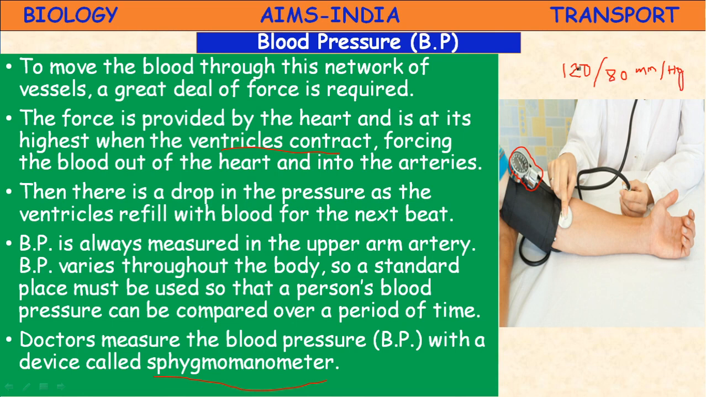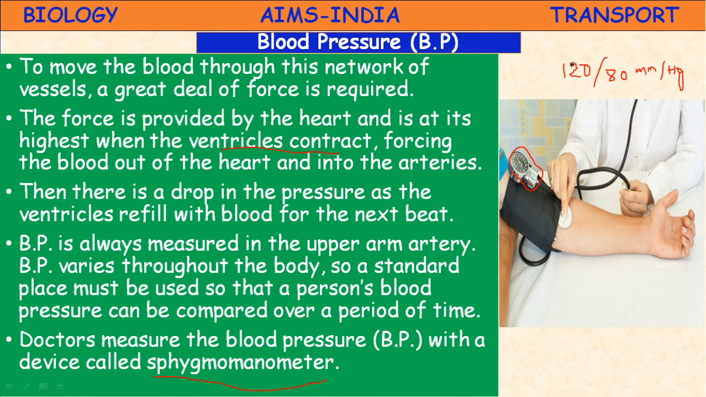So, this upper one, 120, indicates the systolic pressure. So, what is a heartbeat? One heartbeat is equal to one systole plus one diastole. Systole is the pressure measured when the heart contracts. That is why it is always high.